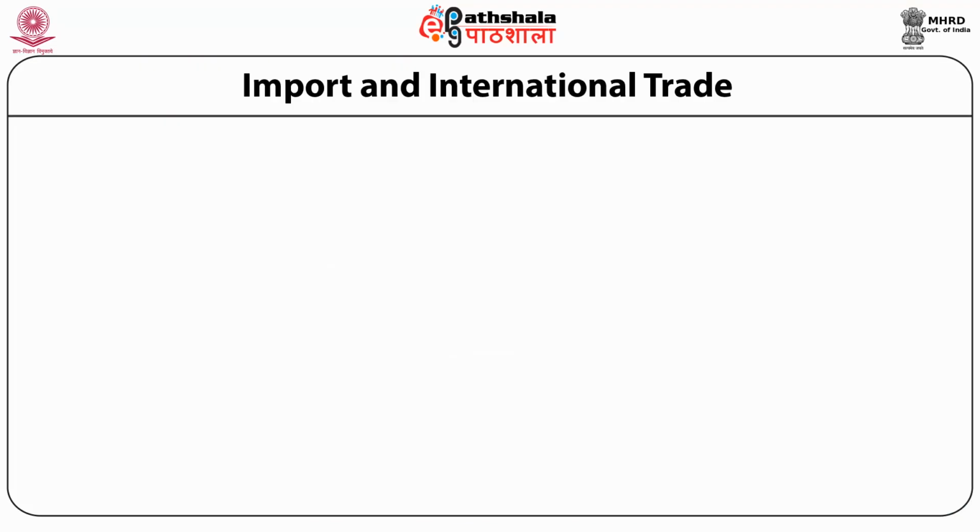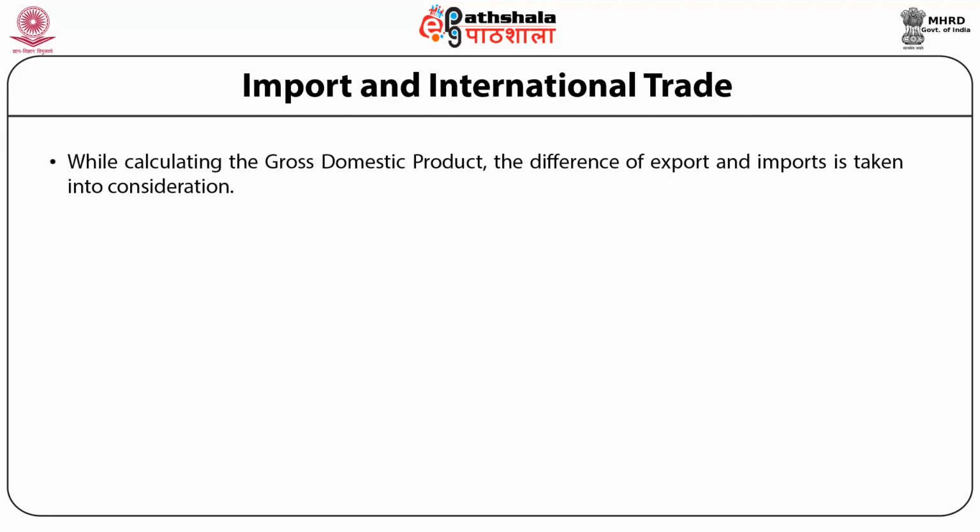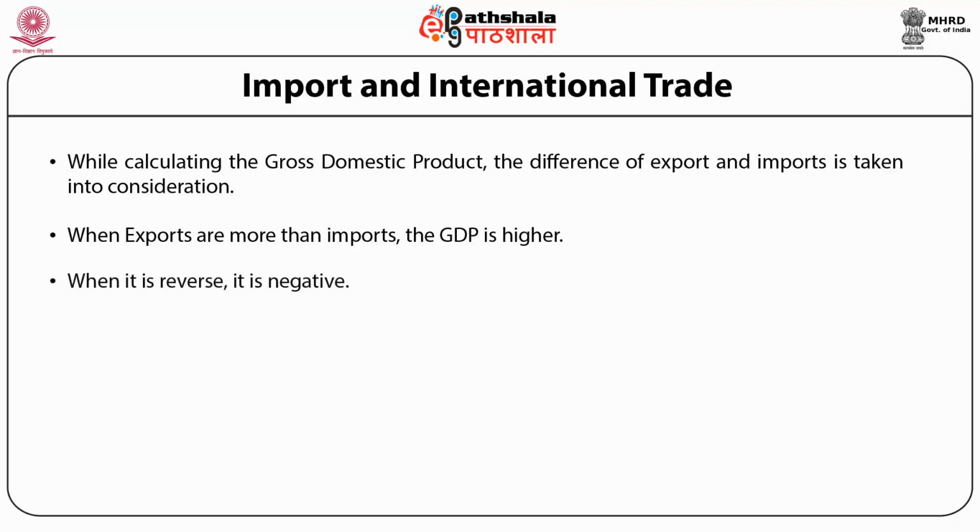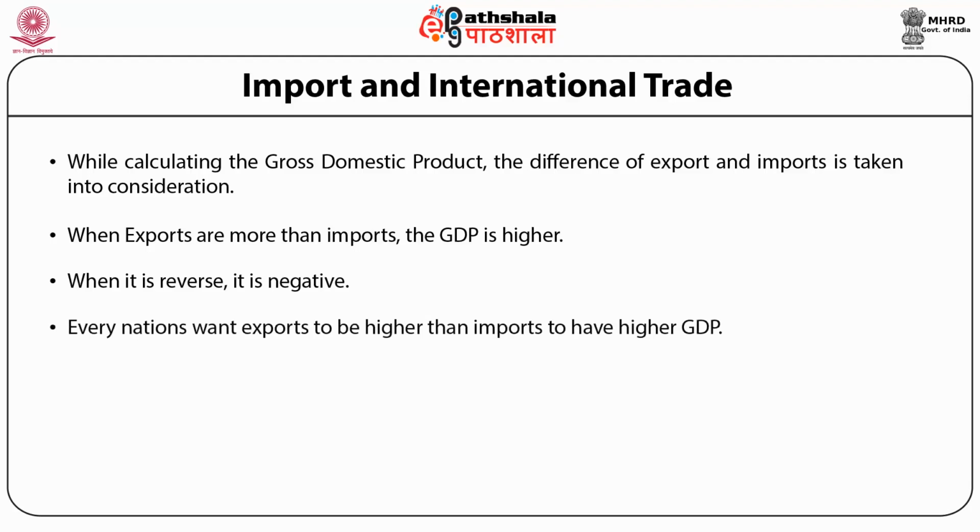Now let us see what is import and international trade. While calculating the gross domestic product of a country, the difference of export and import is taken into consideration. That is, export minus import. When exports are more than imports, the gross domestic product is higher. And when it is on the reverse side, that is, the imports are higher than the exports, it is negative. Every nation wants exports to be higher than the imports to have higher gross domestic product.